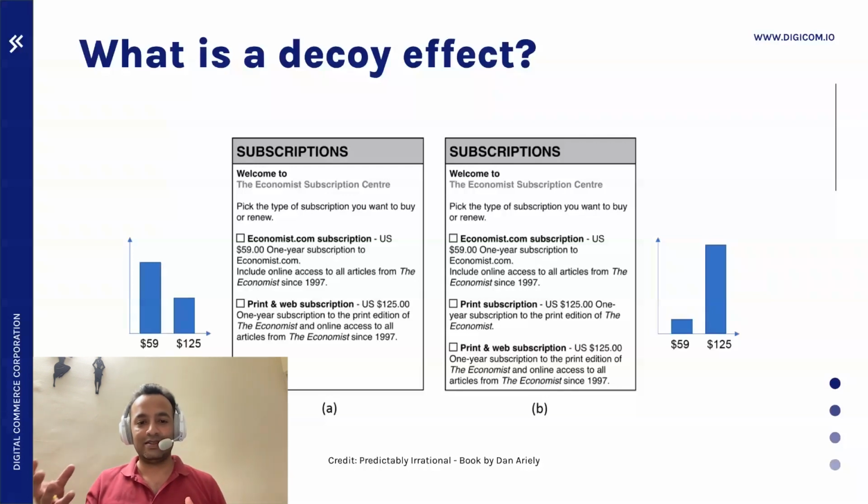In the second test, there was something called decoy pricing that was introduced. So the web subscription still costs $59, but then you see another subscription, that's print subscription, that's for $125. And then you see a print and web subscription, $125. Now, a lot of people did think that this was like a printing mistake, or the people who put up this ad made some mistake in putting up the price.